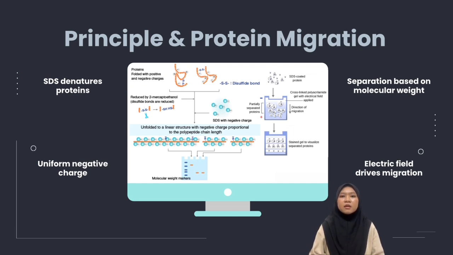SDS is an anionic detergent that denatures proteins by disrupting their three-dimensional structure. It coats the proteins with a uniform negative charge, making the charge-to-mass ratio nearly identical for all proteins. As a result, proteins are separated primarily according to their molecular weight rather than their shape or native charge. When an electrical field is applied, the negatively charged proteins migrate toward the positive electrode.